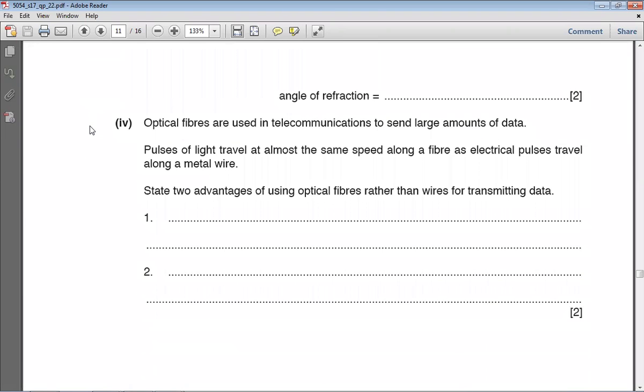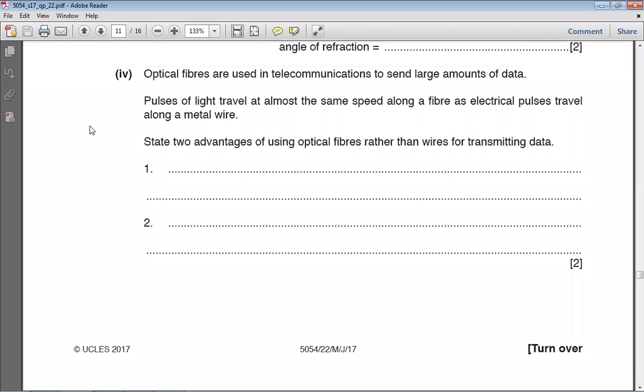Question number 9b and its fourth part. Optical fibers are used in telecommunications to send large amounts of data. Pulses of light travel at almost the same speed along a fiber as electrical pulses travel along a metal wire. State 2 advantages of using optical fiber rather than wires for transmitting data.